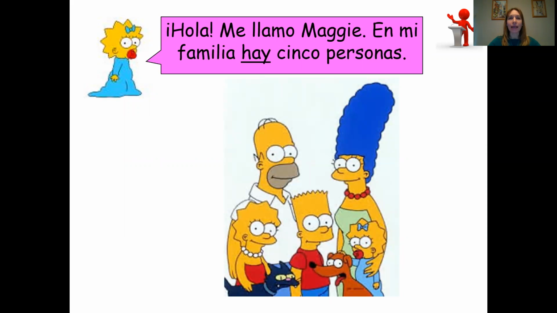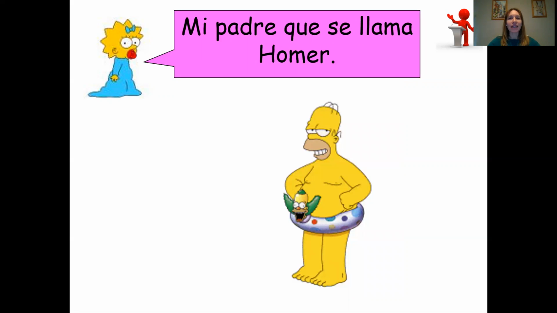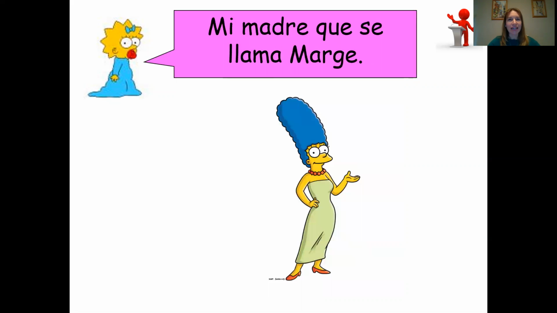Hola, me llamo Maggie. En mi familia hay 5 personas. ¿Tu turno? Excelente. So this means, hello, my name is Maggie. In my family, there are 5 people. Mi padre, que se llama Homer, your turn, which means my dad, who is called Homer. So I'm using this example of The Simpsons. Hopefully you know who all of these people are. I'm sure you will. Mi madre, que se llama Marge.